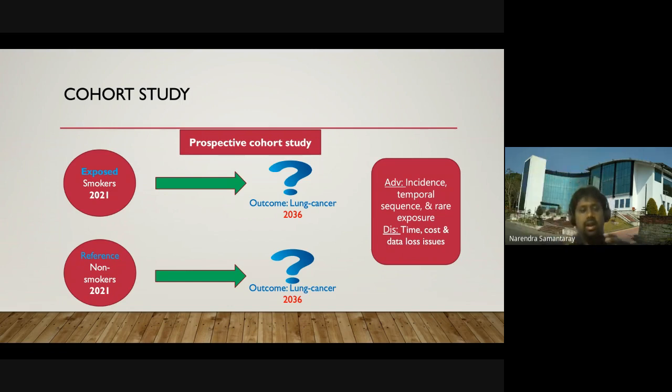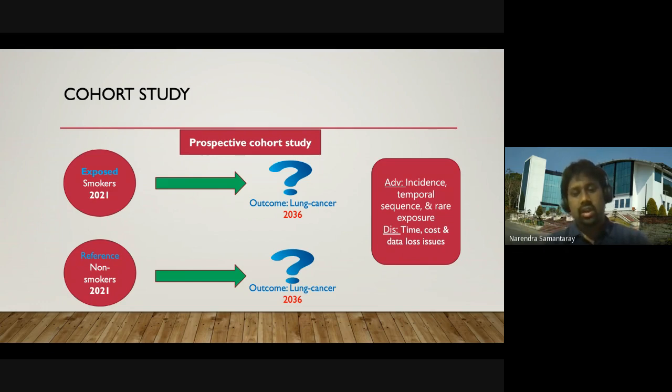See, here, as in 2021, I'm taking two groups: those who are exposed to smoking, and those who are not exposed to smoking. So here, the exposure is something I know very well. And one condition is that during the selection of the subjects in the exposure and non-exposure group, the outcome must not be there. If somebody in 2020 already has lung cancer, there is no point in including the individual in the cohort study, in the prospective study. Here we are interested to see how smoking will lead to what kind of outcomes in the future.